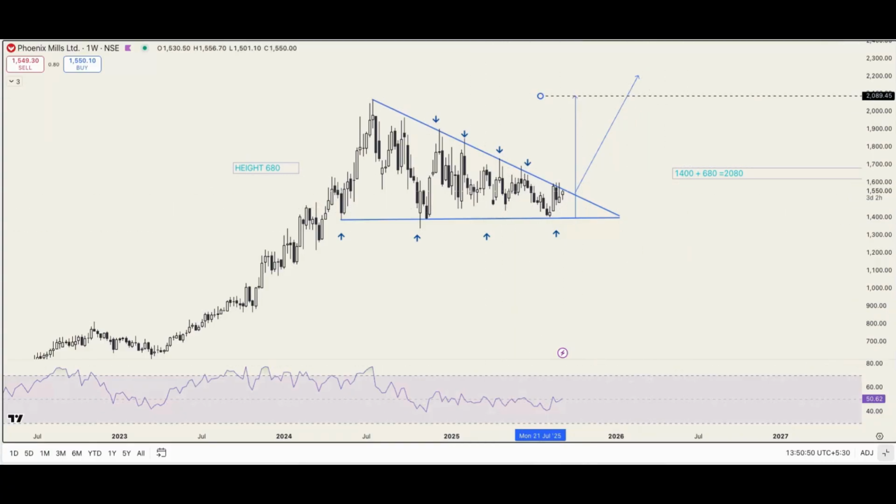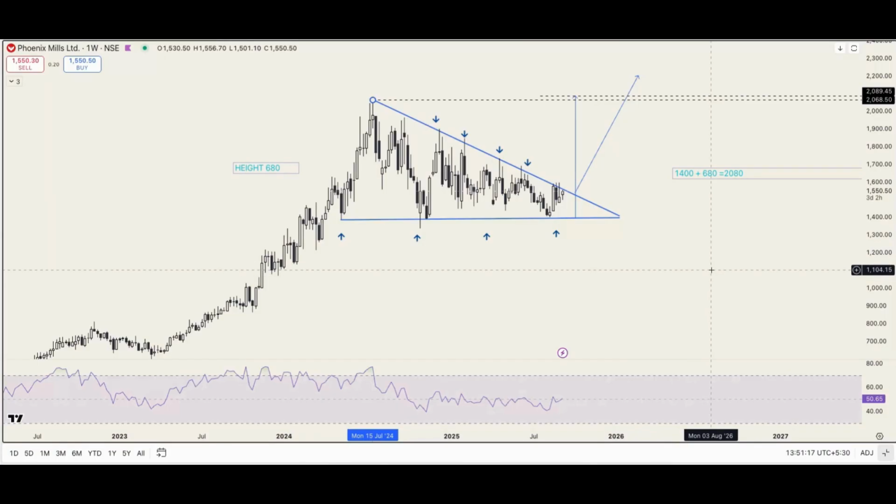One more trick I'll tell you: keep the highest high as your first target, and that comes to 2068. Don't get confused with the chart right now, don't get confused with the prices right now. I will give you the proper analyzed price of this chart. Right now, I'm just giving you the explanation of how a symmetrical triangle works.